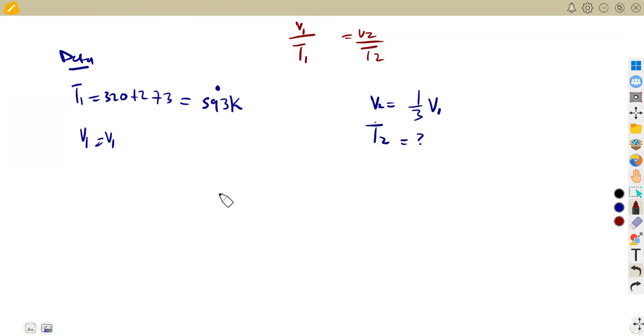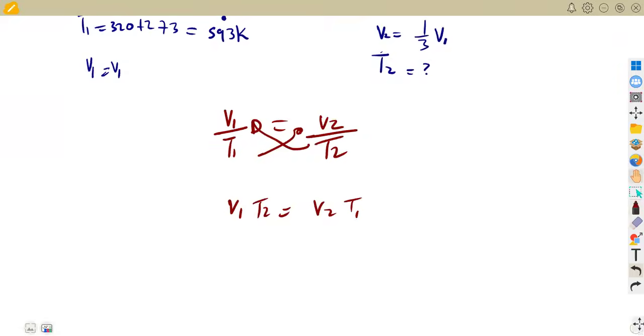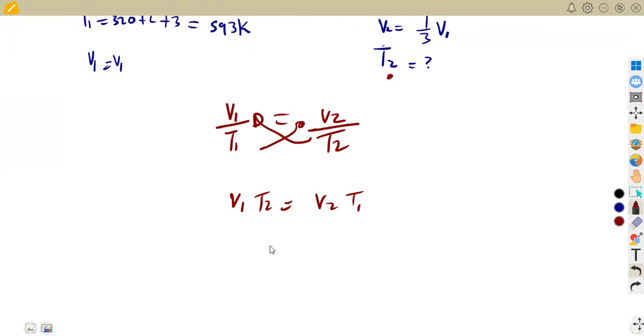So remember, in terms of temperature and volume, it follows that V1 over T1 is equal to V2 over T2. I want to find T2, so I can just cross multiply here. V1 T2 is going to be equal to V2 T1. So to find T2, which is the one that I want here, I'm just going to divide by V1. So it means T2 is going to be V2 T1 over V1. So that's what we have there.